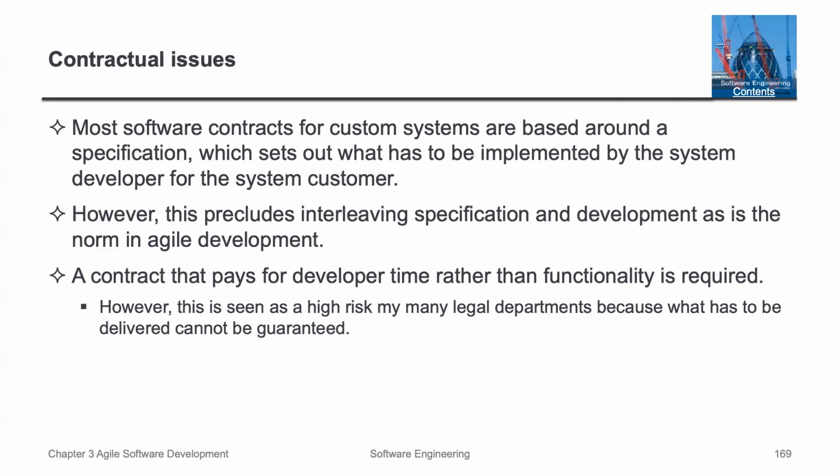What about contractual issues? Most software contracts for custom systems are based around a specification which sets out what has to be implemented by the system developer for the system customer. However, this precludes interleaving specifications and development, as is the norm in Agile development. A contract that pays for developers' time rather than functionality is required. However, this is seen as high risk by many legal departments because what has to be delivered cannot be guaranteed. So it's a level of effort type of contract.